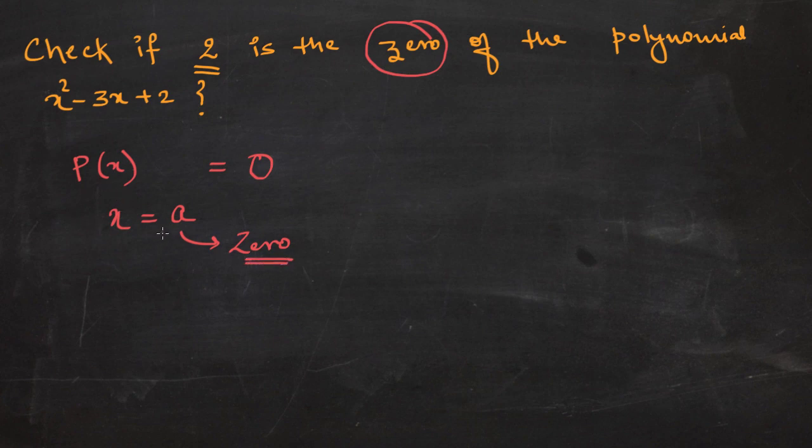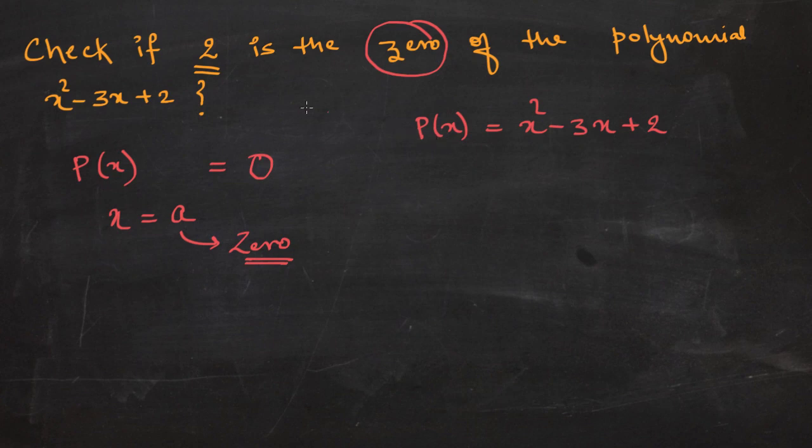This may sound abstract at first. Let's solve this through this example. Now we need to check whether 2 is the 0 of this polynomial or not. Let's call this polynomial p of x. So our polynomial p of x would be x square minus 3x plus 2, which means that this polynomial is made up of this variable x.